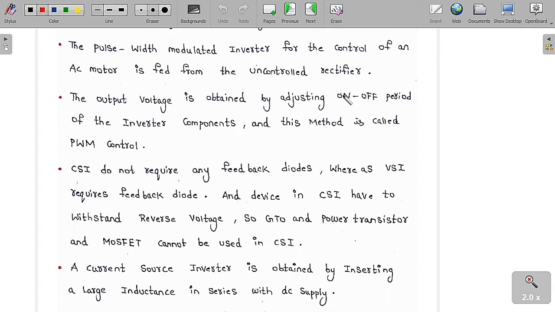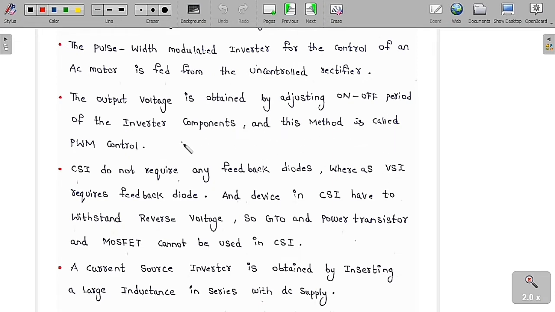Means with the help of the uncontrolled rectifier we are going to convert AC into DC. Then this DC is used by the inverter; by using the pulse width inverter we are going to convert it into AC for the control of the speed of the AC motor. The output voltage is obtained by adjusting the on-off period of the inverter components, and this method is called PWM control, or PWM switching.